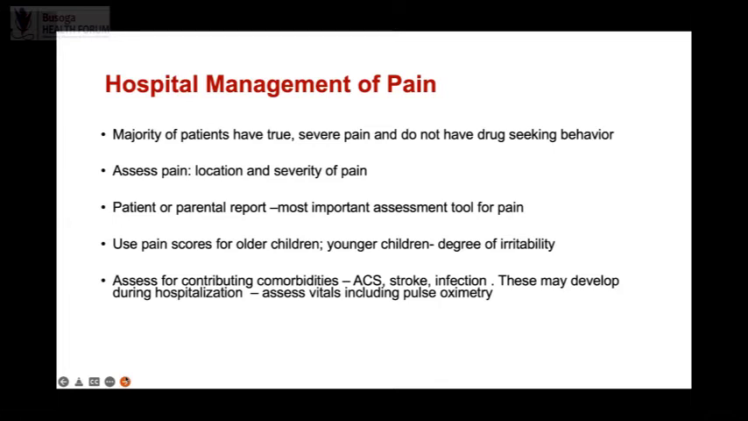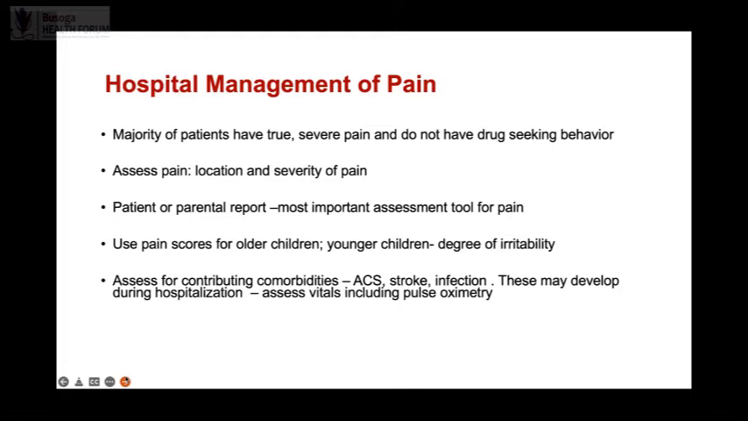The mother tells you, my child has been crying in pain, please believe her. She's been the one who has been with the child, okay? Use pain scores for older children. Children older than 4 years can tell you it is very severe. For younger children, you can use a degree of irritability. If someone has dactylitis and you can tell the child is pulling away the leg, then you know that the child has severe pain. Assess for any other contributing factors.